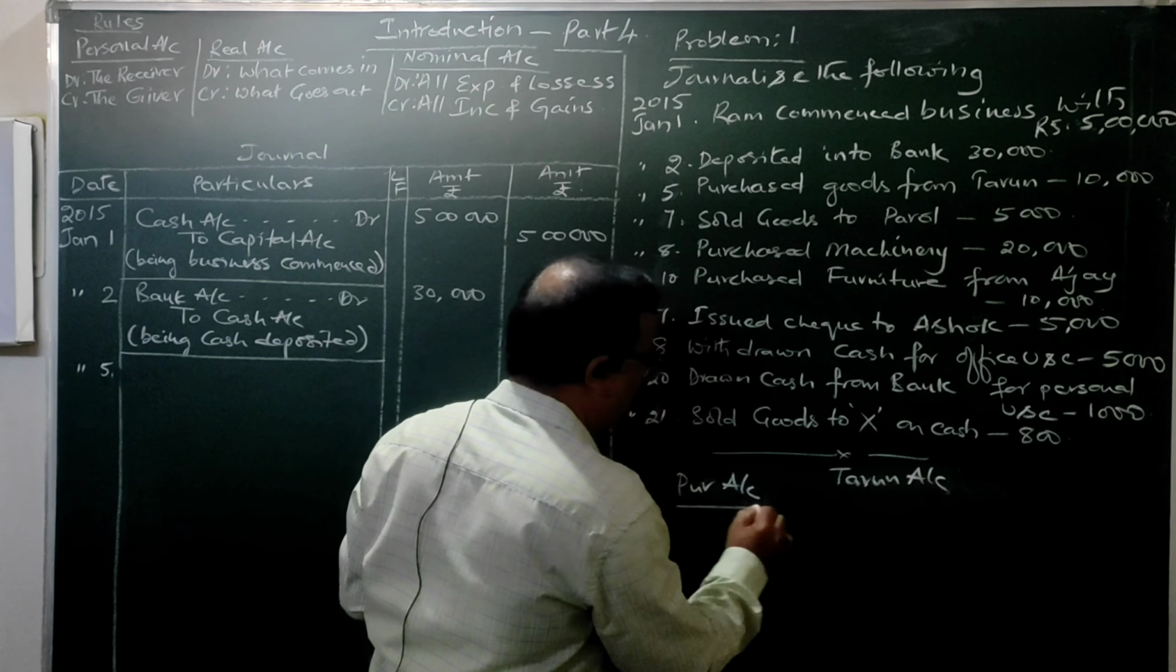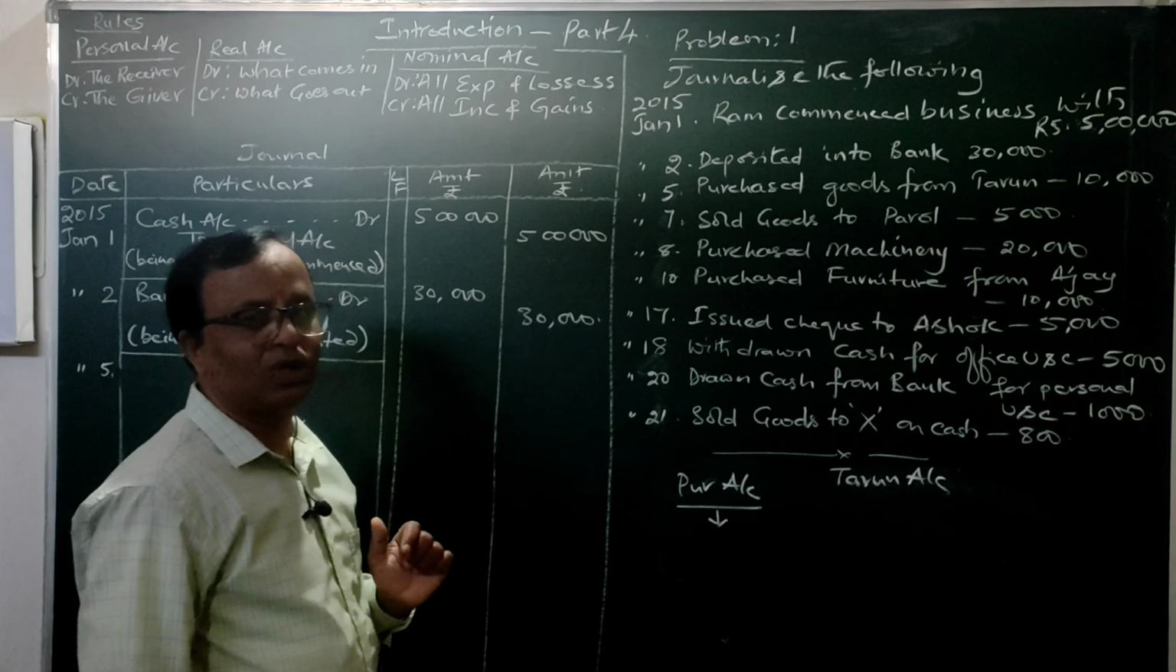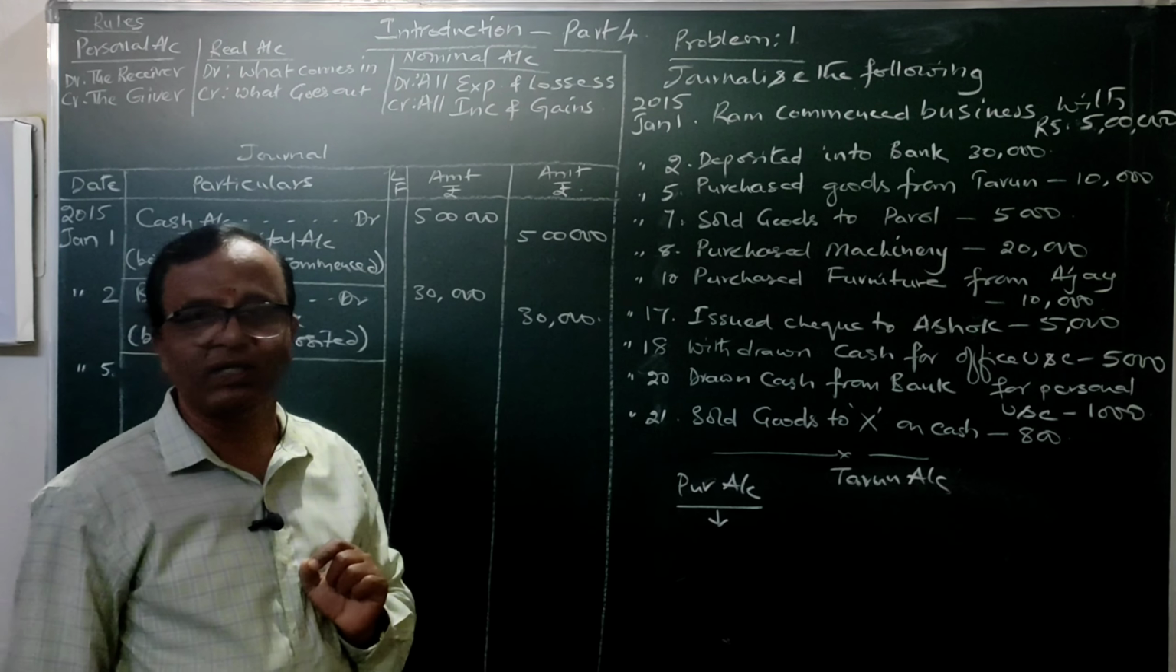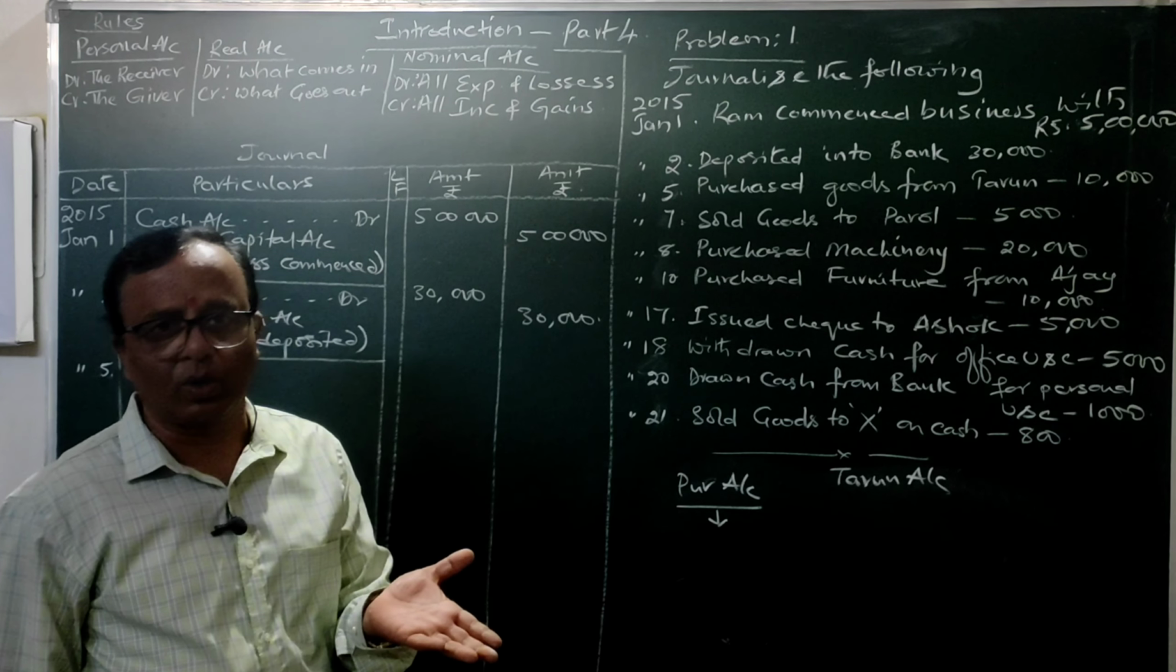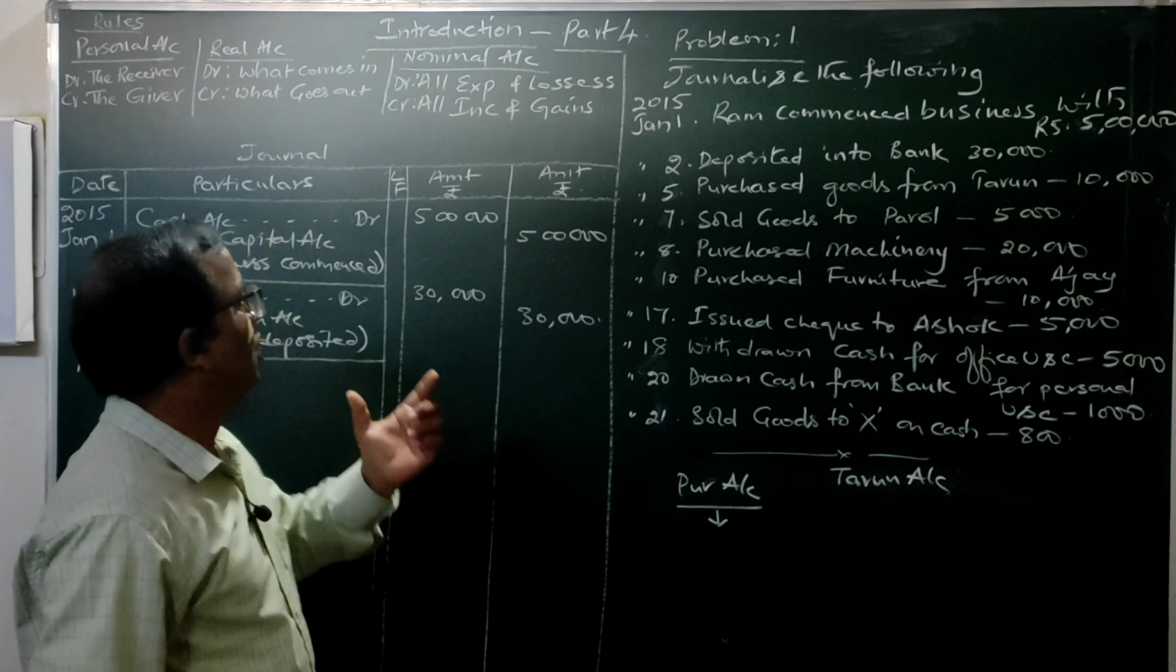Okay, now check it. Purchase account, which account is it? Purchase being an expense to you. Okay, it is an expense there. It is a nominal account. So according to nominal account, what does the rule say now?